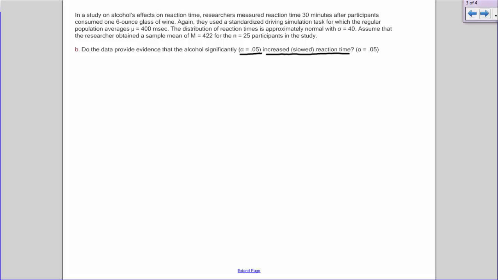Okay, step 1. Stating the hypothesis. Well, looking at this, we're being more specific, right? We think the alcohol will increase reaction time. It'll make them slower to react. So our hypothesis needs to reflect that. So for our alternative hypothesis, we're going to say the population mean implied by our sample, if everybody was given this 6-ounce glass of wine, is going to be greater than the original population mean of 400.